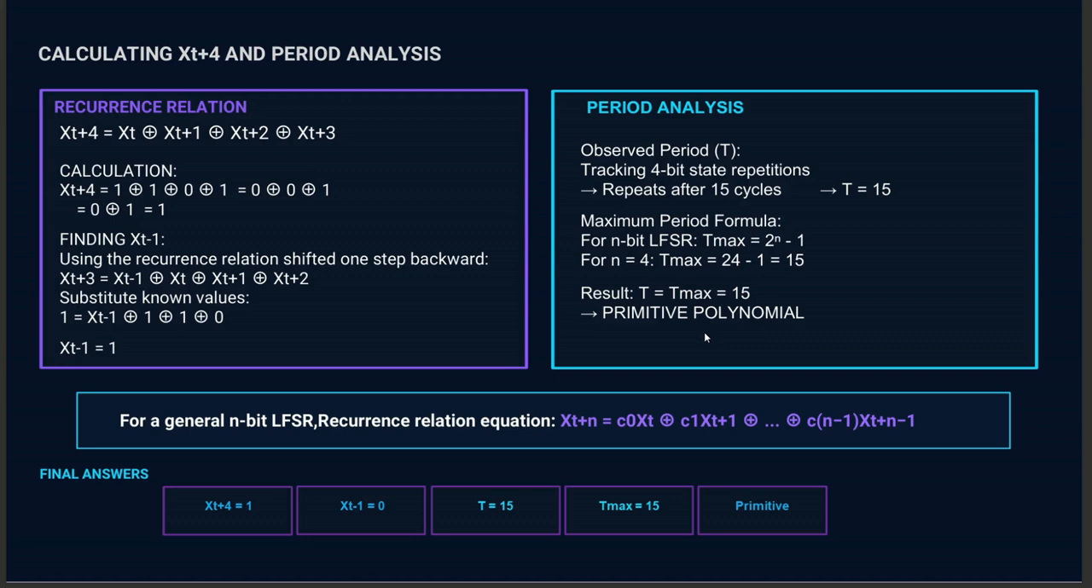So, finally, we conclude that S(t+4) equal to 1, S(t-1) equal to 1, and observed time period T equal to 15 and T max equal to 15. Therefore, this is a maximum length LFSR generated using a primitive polynomial.